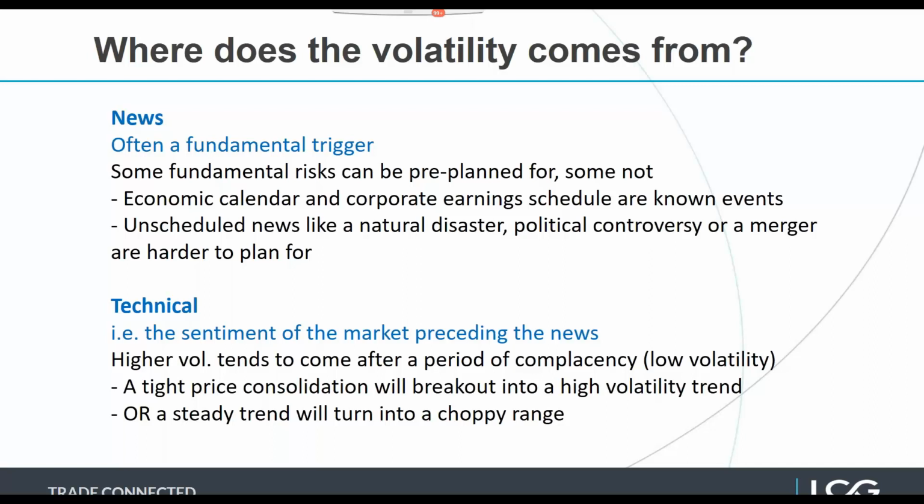So that was actually an example of something that could be pre-planned for. Probably the extent of the reaction was hard to gauge, but there is an economic calendar. Likewise, there is a corporate earnings calendar. So these are all known sources of potential volatility that you can prepare for.